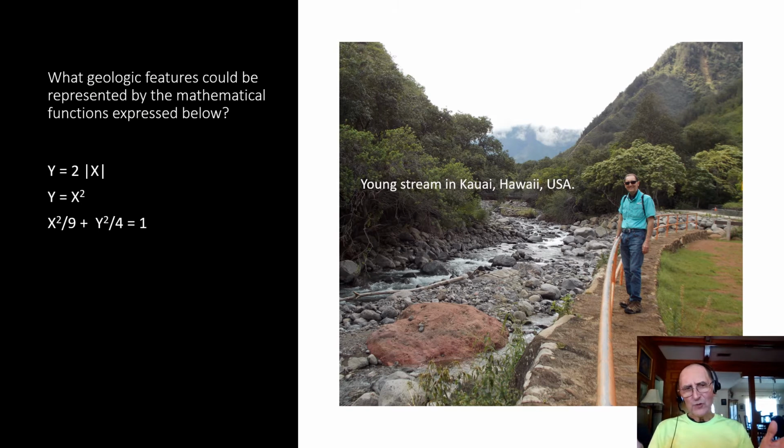Well, allow me to illustrate the point with some specific examples. What geological features could be represented by the mathematical functions that I'm giving you here? Y is equal to 2 times the absolute value of x, y is equal to x squared, and x squared over 9 plus y squared over 4 is equal to 1.